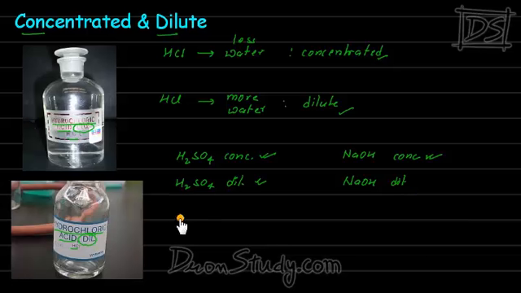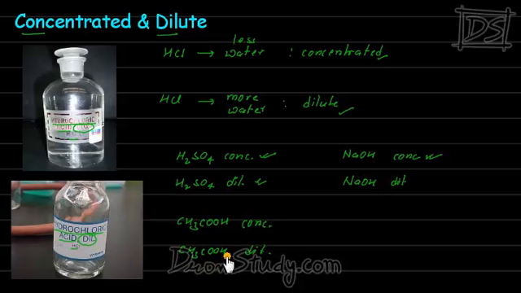For example, CH3COOH, acetic acid. This can be concentrated or dilute. Concentrated acetic acid means it is dissolved in less water, and dilute acetic acid means it has been dissolved in more water. Right?